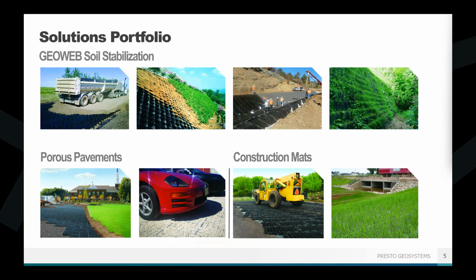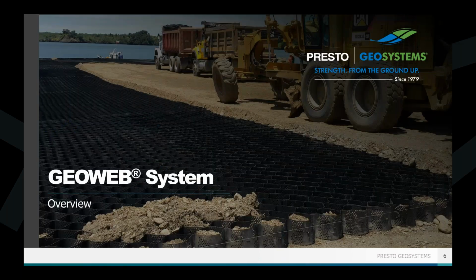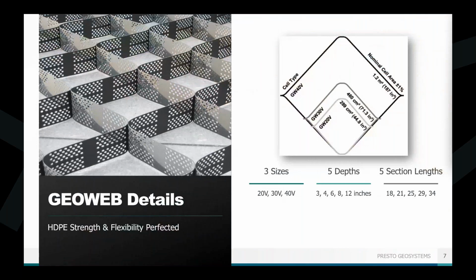So let's start with how the GEOWEB stabilization system can provide benefits for both unpaved and paved road surfaces. The GEOWEB system has 2 main characteristics, and the first one is going to be the cell diameter and cell size. So the cells come in 3 nominal diameters, 8.5, 10.5, and 18 inches. So basically a small, medium, and large. And then the cell heights are available in 3, 4, 6, 8, and 12 inches. So 5 different depths, 3 sizes.